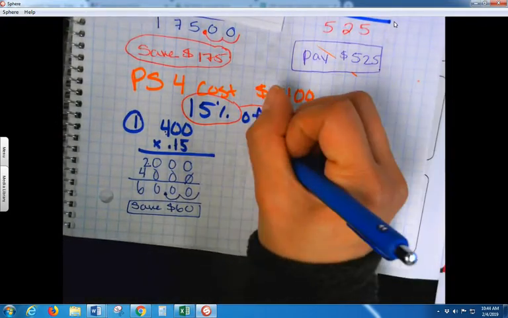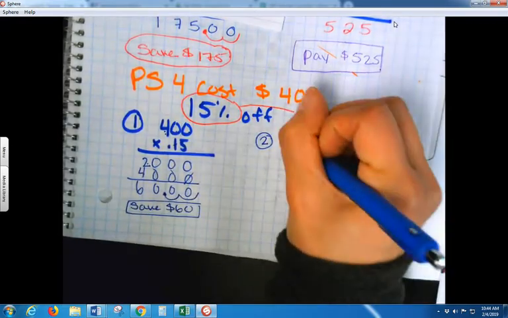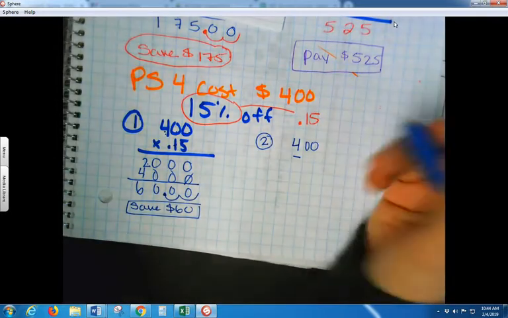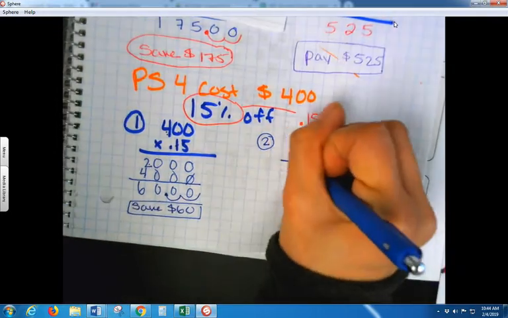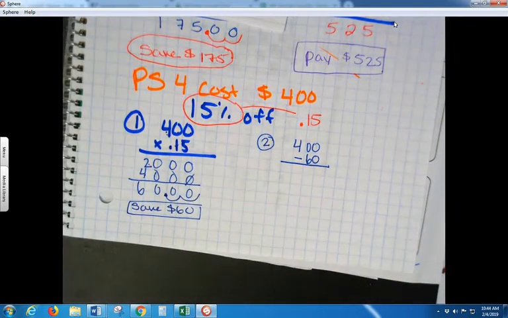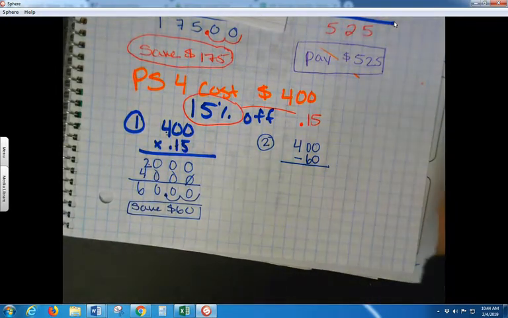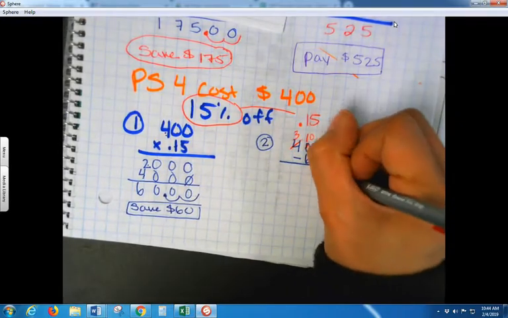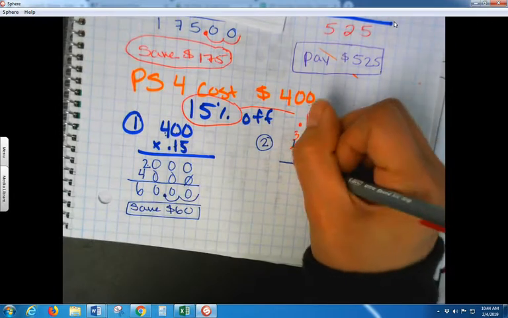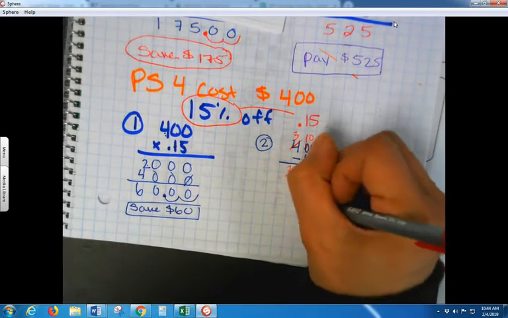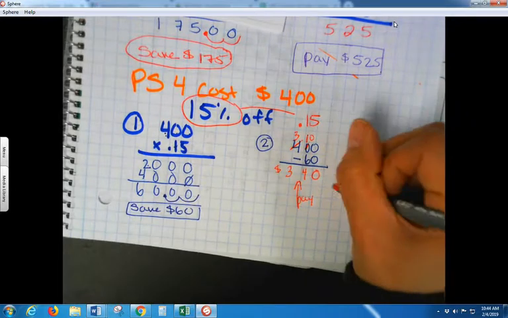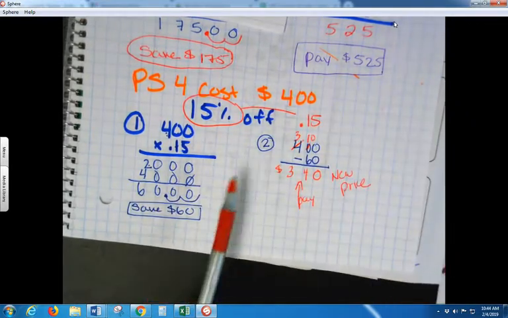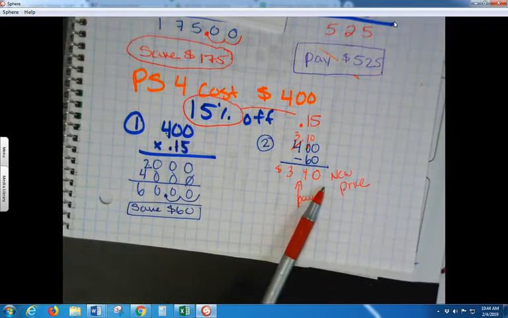All right, what's your second step? 400 minus the price I saved. I saved 60, so I'm going to show my work here, and I'm going to borrow. Go ahead and do it before I do it. Make sure we borrow correctly. So how much do you pay? $340. This is what we call the new price. We know the price is no longer $400. Now it's $340. That's my new price.